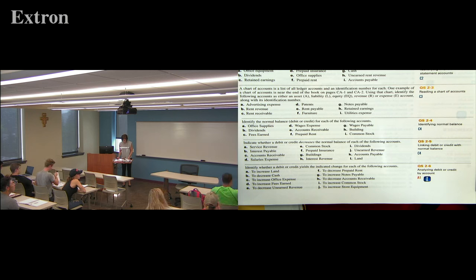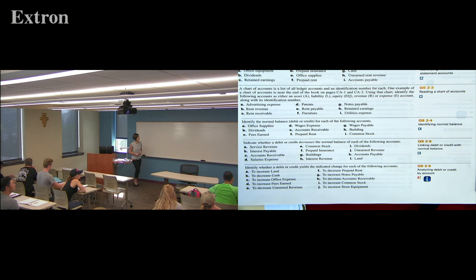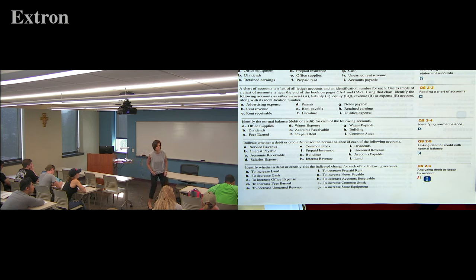Let's take a look at quick study 4, right in the middle there. QS 2-4, this one. Okay. Remember we talked about the normal balance. Who remembers what I said the normal balance meant? The normal balance of any account is what? It's the plus side, right? Now, a plus can be a debit or a plus can be a credit. It depends on the account, right?